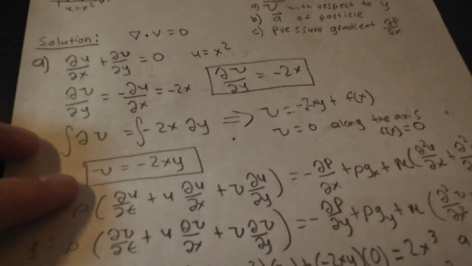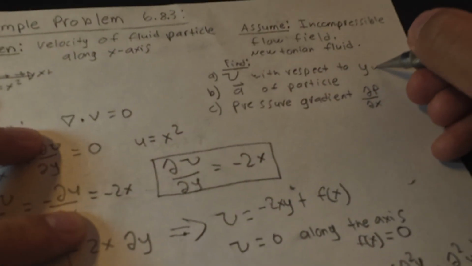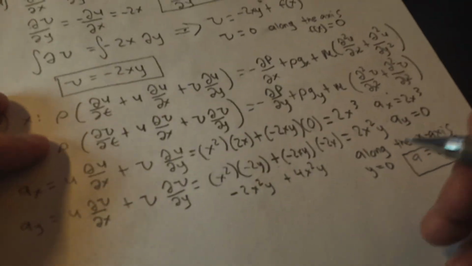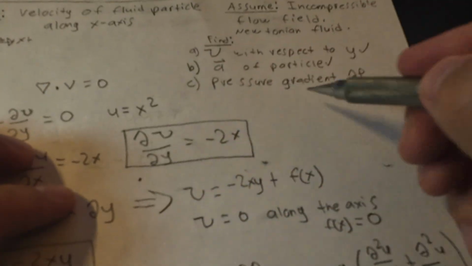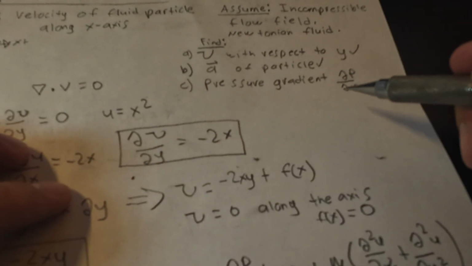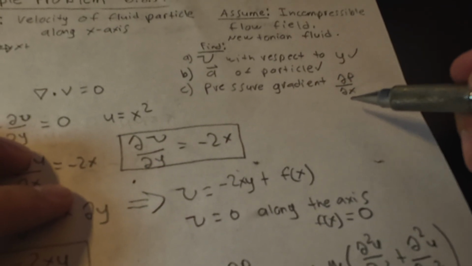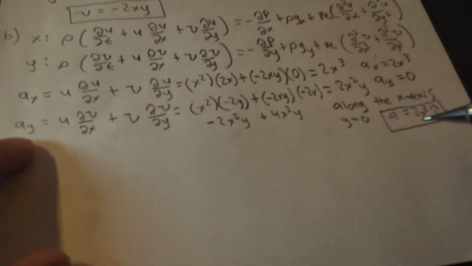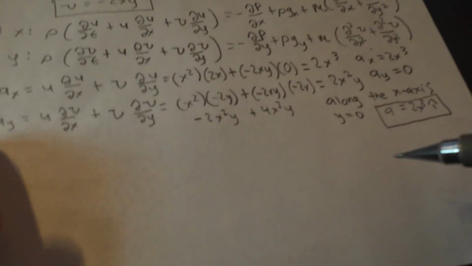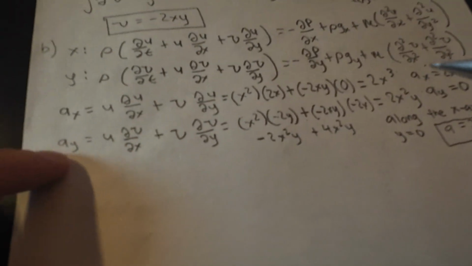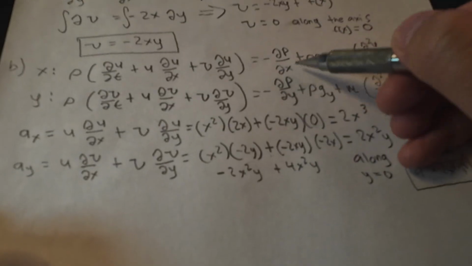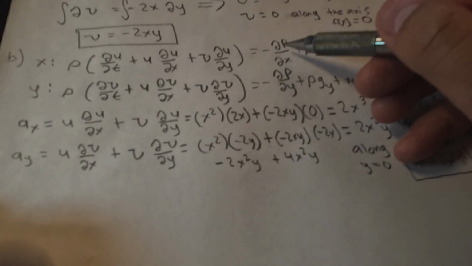Okay, so let's check off. We got A, we got B. Now we have to find C, pressure gradient with respect to x, right? So partial derivative of pressure with respect to x. And let's look around here, right? Where can I find that? So we go back to our Navier-Stokes equation, and that is right there. Okay?